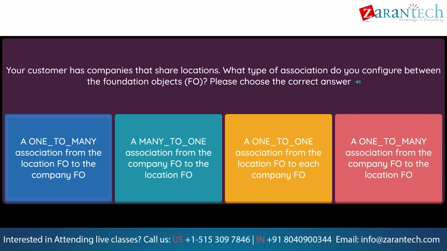Option 1: A one-to-many association from the location FO to the company FO. Option 2: A many-to-one association from the company FO to the location FO. Option 3: A one-to-one association from the location FO to each company FO. Option 4: A one-to-many association from the company FO to the location FO.